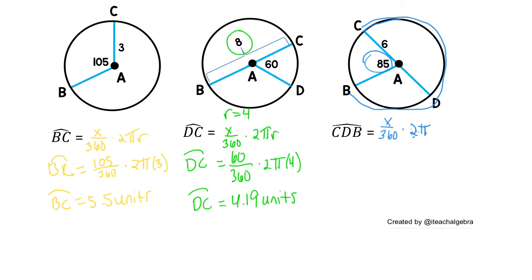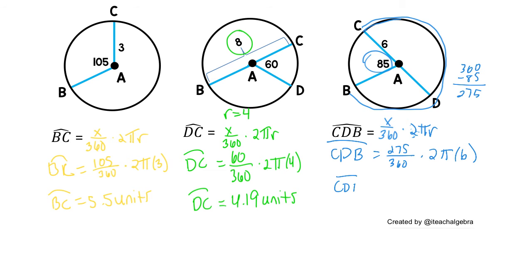All right, that's 2 pi r. All right, arc CDB. We're going to take 360 minus 85, and that gives us 275. So that's our sector portion that we're going to put on top, the part we care about, times 2 pi r is 6. We calculated that up, and we get arc CDB is 28.80 units.